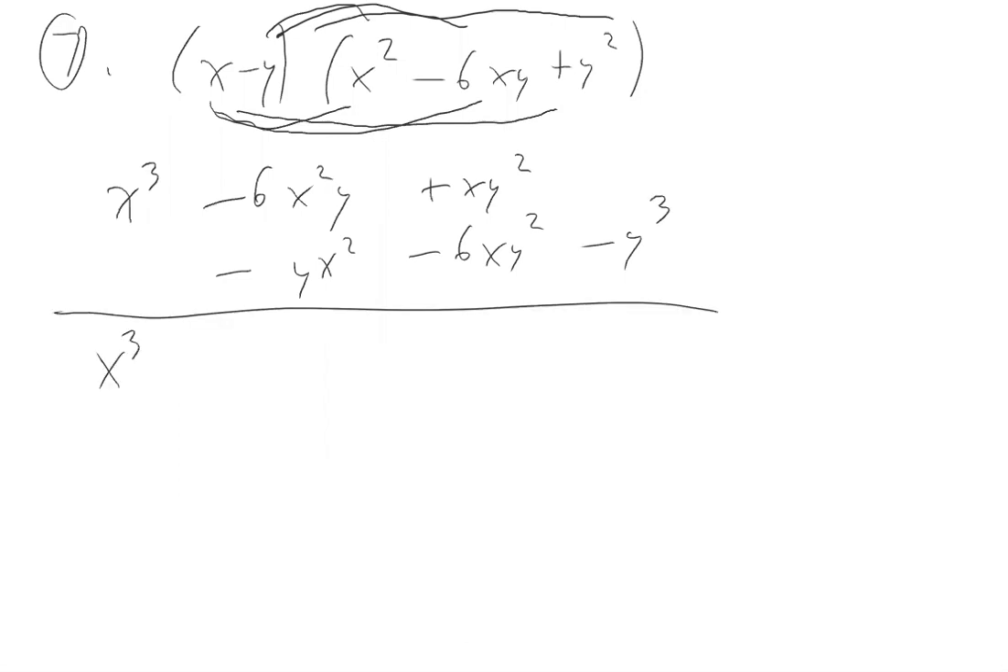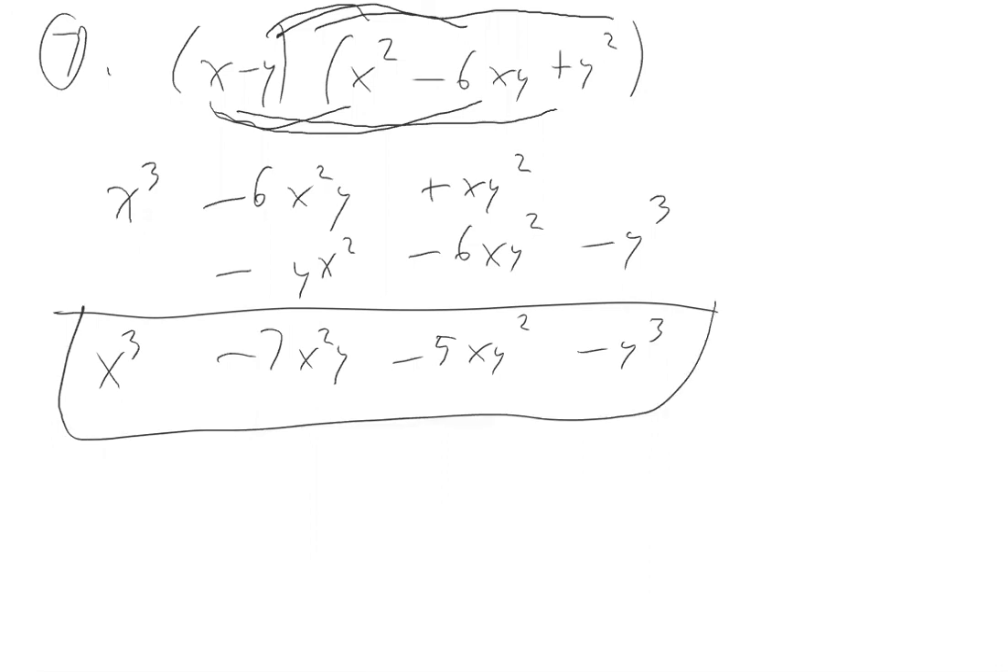We'll get x cubed. Now this has a yx squared and an x squared y, so we can add them together and get negative 7. We could say yx squared or x squared y. I guess I'll just say x squared y. And then we have plus 1 xy squared and minus 6 xy squared. So that leaves us with negative 5 xy squared, then minus y cubed. So we're done with that one.